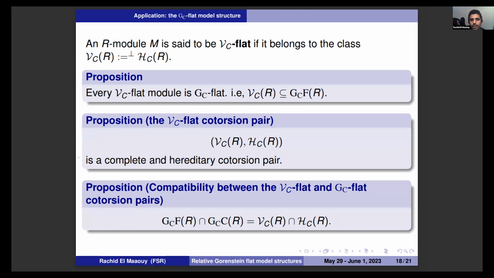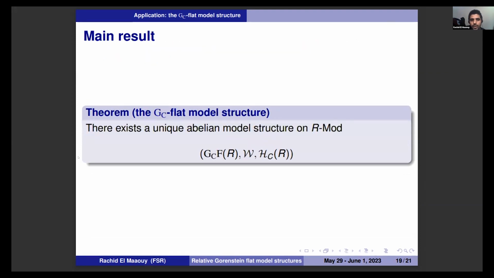So with all this in mind, we are in a position to state our main result, which states that there exists a unique abelian model structure on the category of modules such that the first component is the class of GC flat modules. The third class is the class of relative cotorsion modules, and W exists because of the previous theorem.